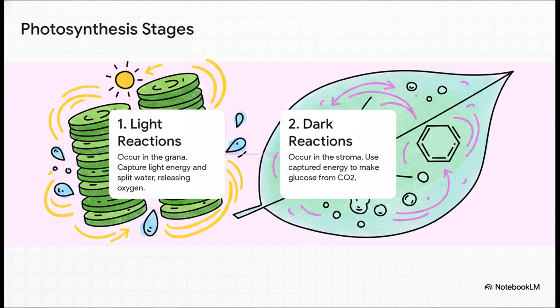Then you have stage 2, the light-independent reactions, sometimes called the Calvin cycle. This happens in the jelly-like stuff called the stroma. This part doesn't need direct sunlight, instead it uses all the energy that was captured back in stage 1 to actually build the sugar molecule.